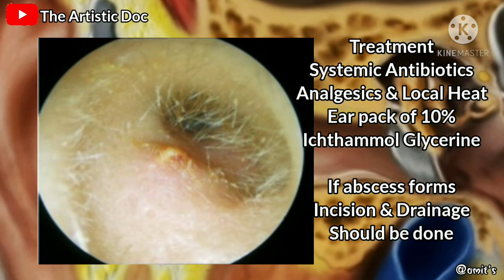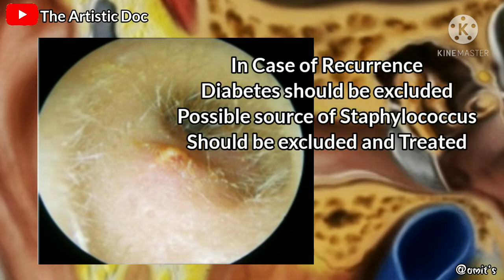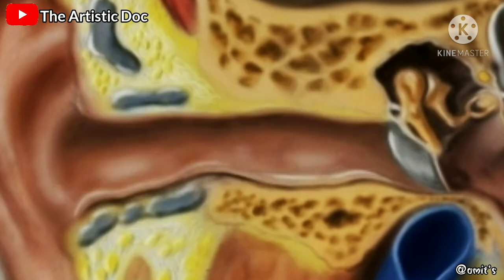Systemic antibiotics and analgesics are given in early cases. A 10% ichthammol glycerin ear pack provides splintage and reduces pain. In case of formation of an abscess, incision and drainage should be done. In case of recurrence, diabetes should be excluded. All skin sources of Staphylococcus should be excluded and treated properly.